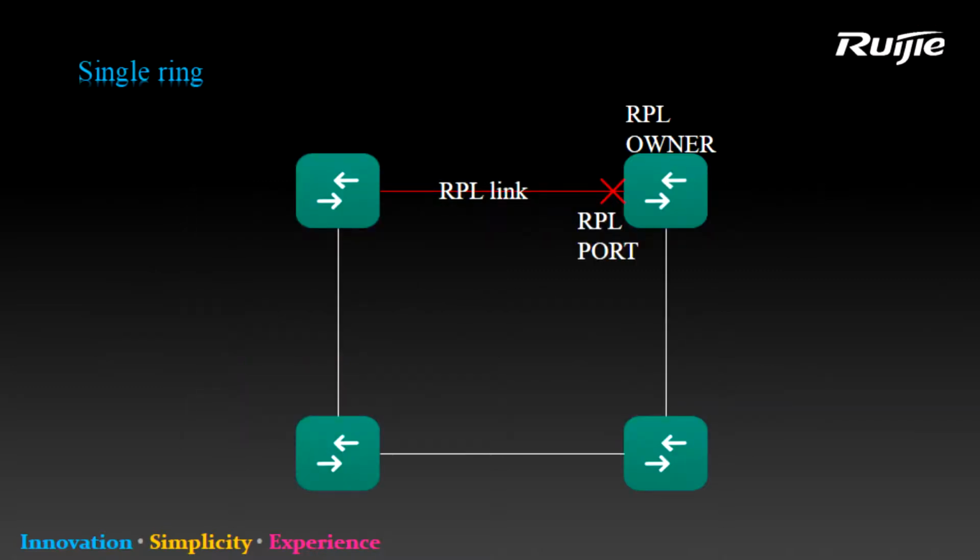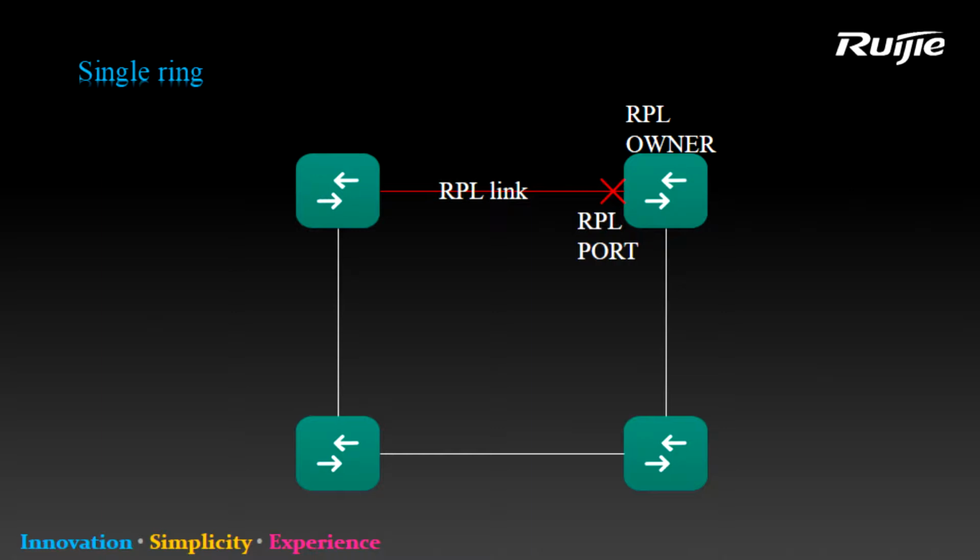In this slide, we can see there is a single ring in it. It means our ERPS can be applied in a single ring. And what is a single ring? We can know there is only one real ring in this topology, so we call it a single ring.